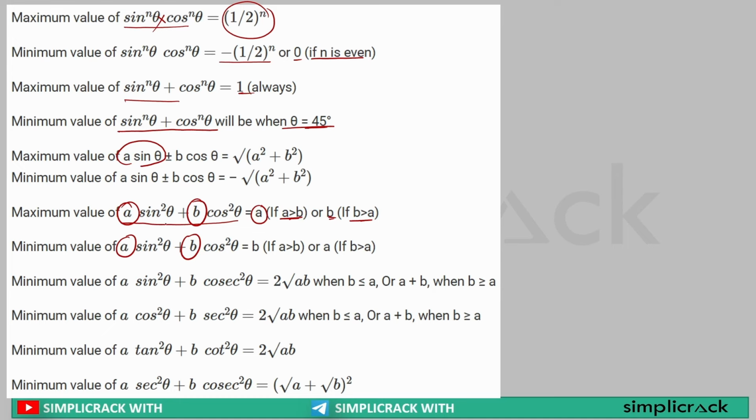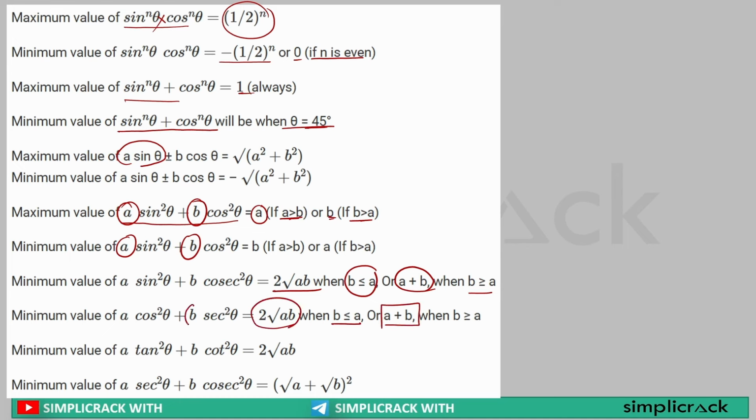Okay. For minimum value of a sin square theta plus b cosec square theta, it is 2 root ab when b is less than a, and when b is greater than a, it is a plus b. See, these are the star marks. These are the points you need to understand. Otherwise it will create confusion. For a cos square theta plus b sec square theta, same formula. If b is less than a, it is 2 root ab. If b is greater than a, it is a plus b.